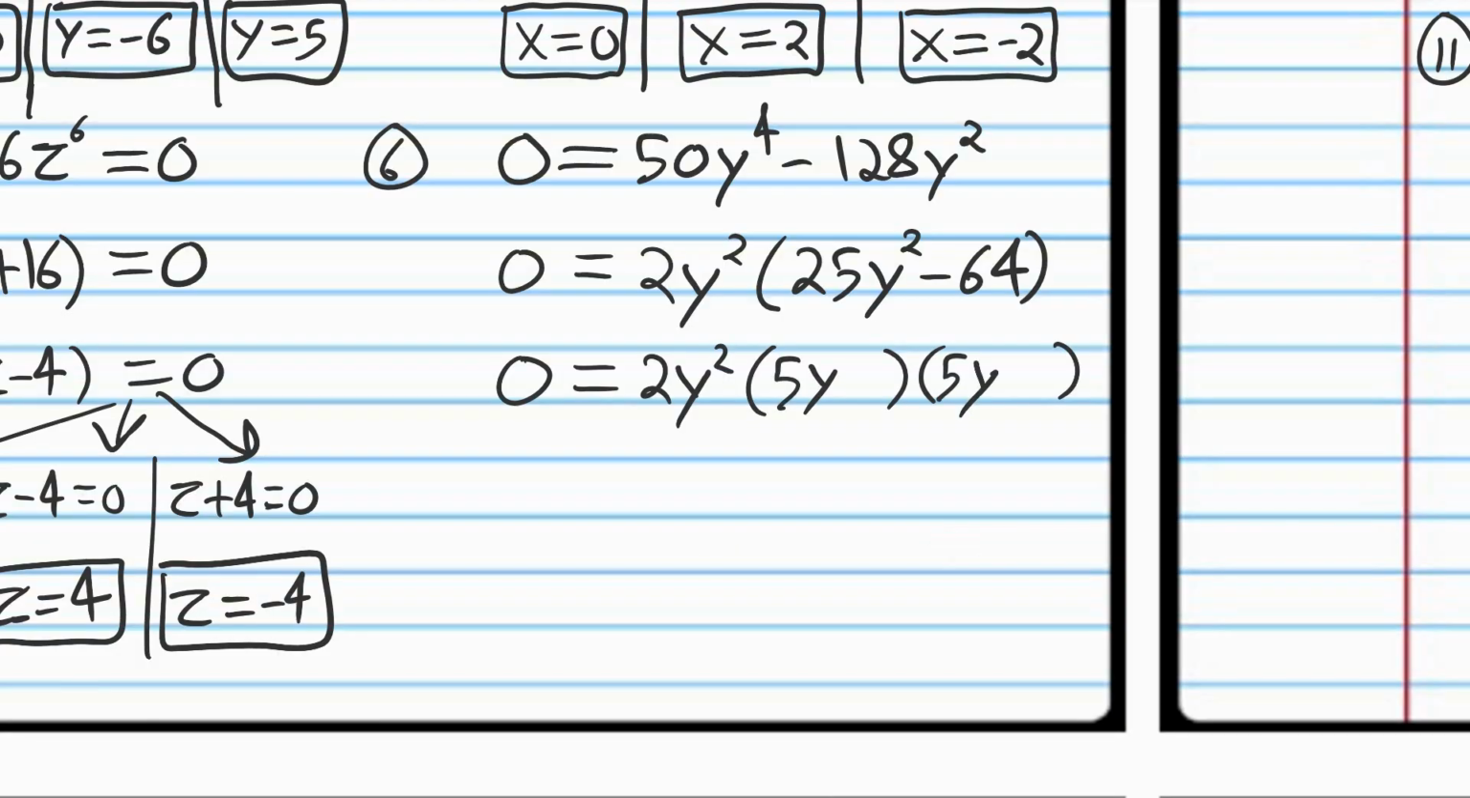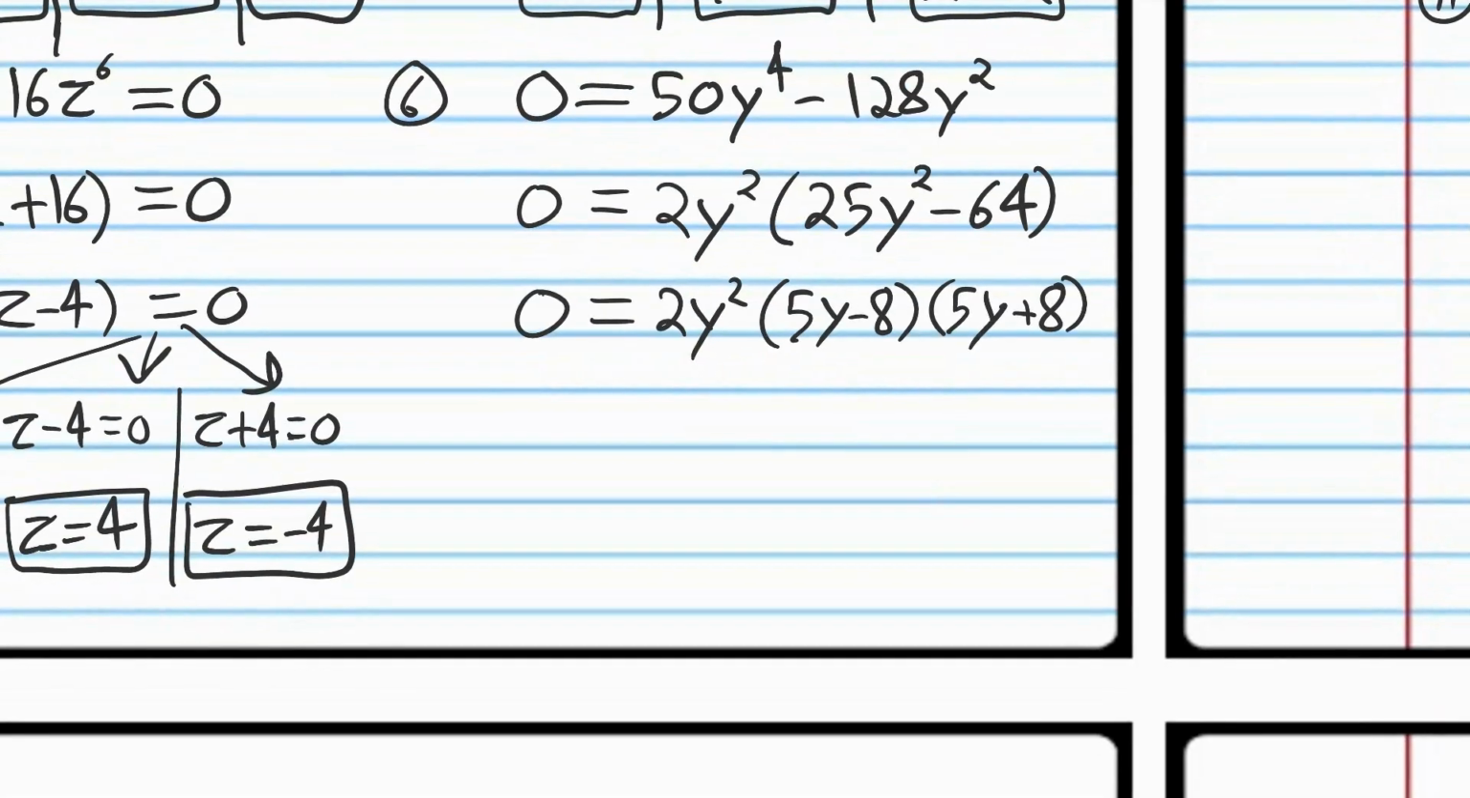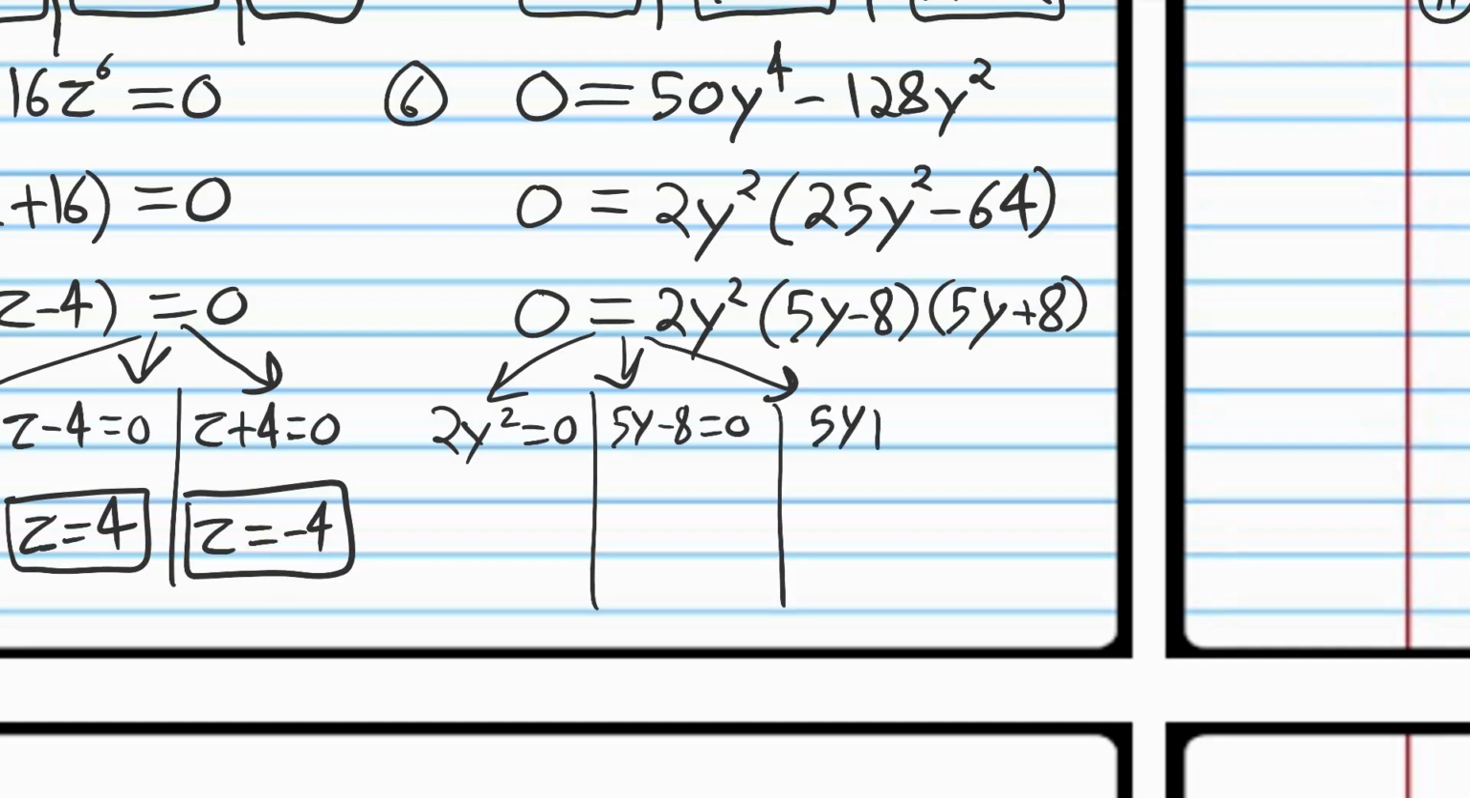What number times itself is equal to 25? What number times itself is equal to 64? So, again, 2y squared, we're going to set that equal to 0. We're going to set 5y minus 8 equal to 0. And 5y plus 8 equal to 0.